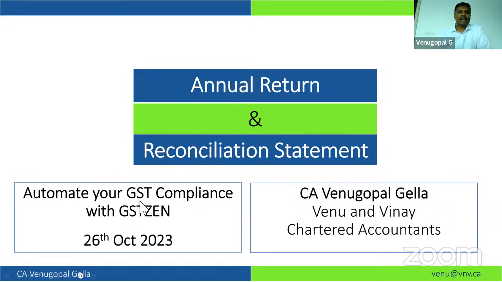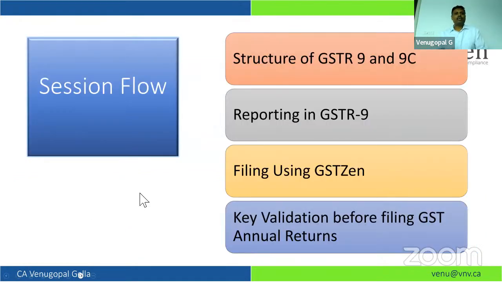Starting with GSTR-9, today we are going to look at the basic structure of the format of GSTR-9. I'm sure most of you have seen it and would have filed the returns. Maybe some of you are filing it for the first time. So we'll quickly walk you through the structure and identify the difference between 9 and 9C. What should be the content that shall go into 9 and what should go to 9C? We'll practically look at how we prepare GSTR-9 and 9C using GST Zen and what the key validations are before you file your annual returns.